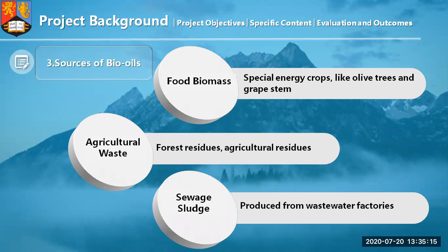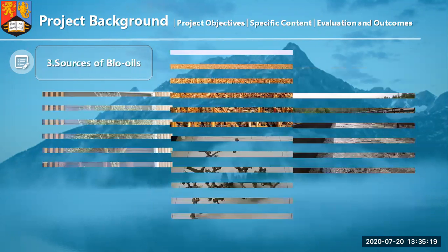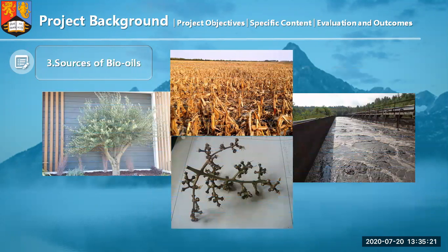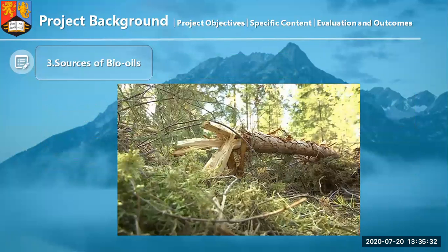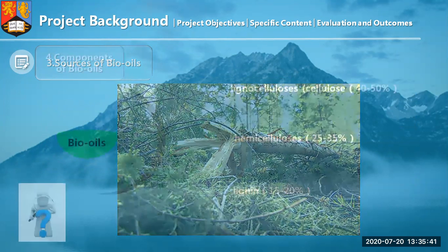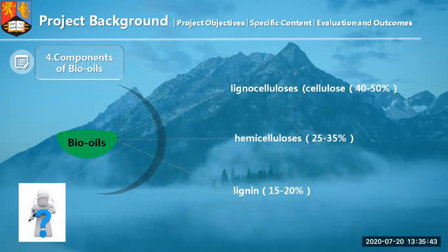Sewage sludge is the newest generation. Of course, we could choose olive tree, corn stover, crop stems, sewage sludge, and forest residues including branches and leaves, which are the most popular sources for the experiment. So what are the main components of bio-oils?